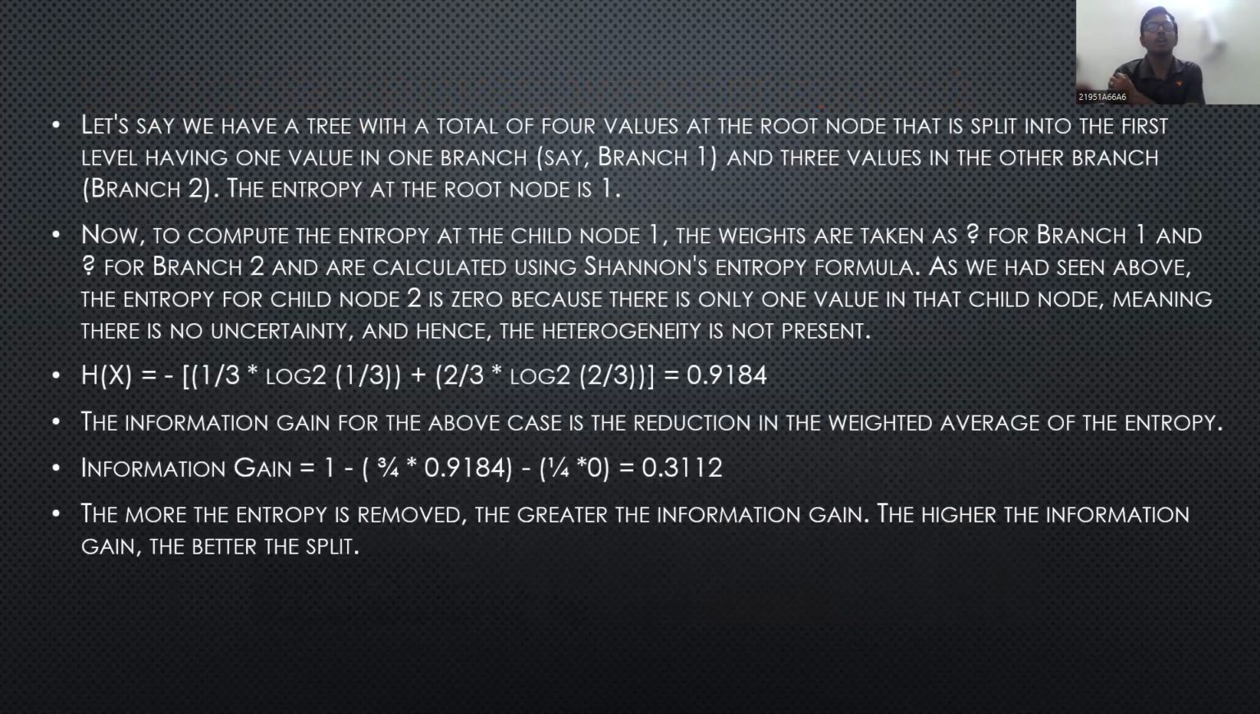Let's say we have a tree with a total of 4 values at the root node that is split into the first level, having one value in one branch. Now to compute the entropy at child node 1, the weights as per branch 1 and branch 2 are calculated using Shannon's entropy formula as we had seen above. The entropy for child node 2 is 0 because there is only one value in that child node.